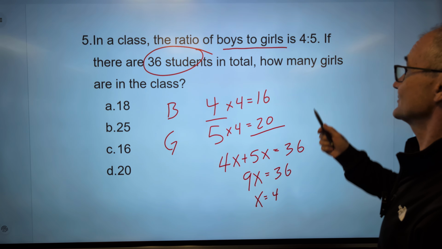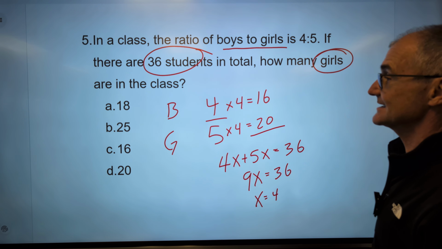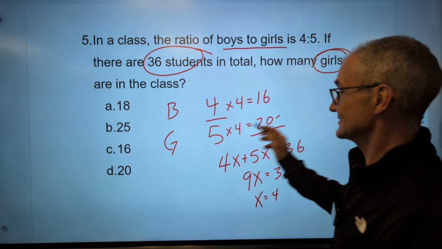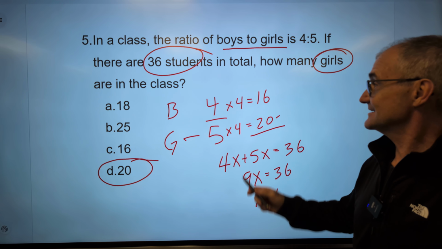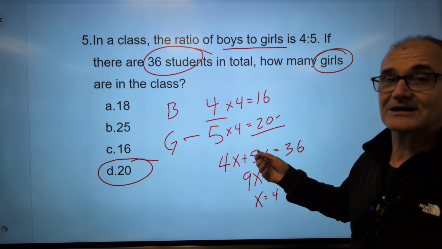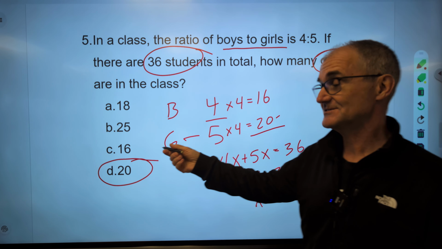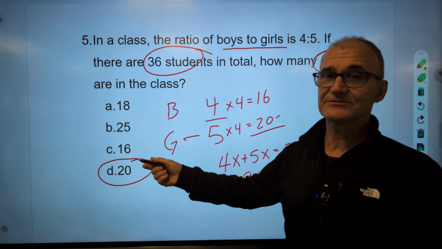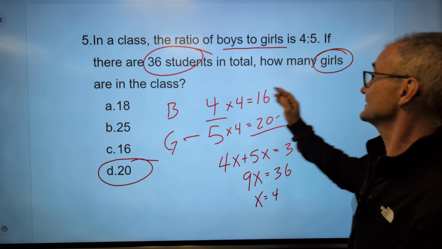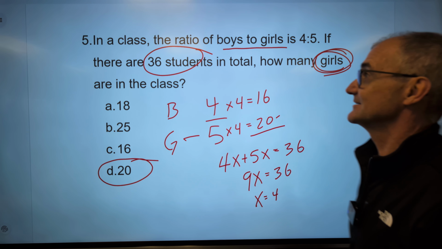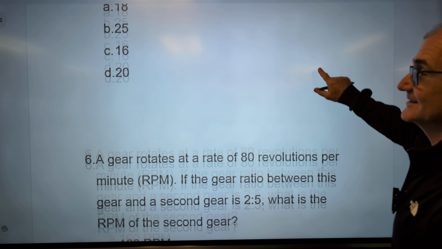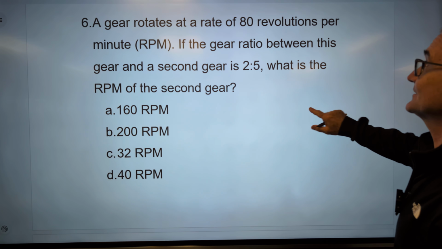And then this is the most important part. How many girls are in the class? Correct answer is girls, 20. Correct answer is D. You could do all this work, do it all correctly, and see that 16, circle C. That's a natural distractor. You got to read carefully to see that you are solving for the number of girls. Okay. Number 6, we got a few more problems here.